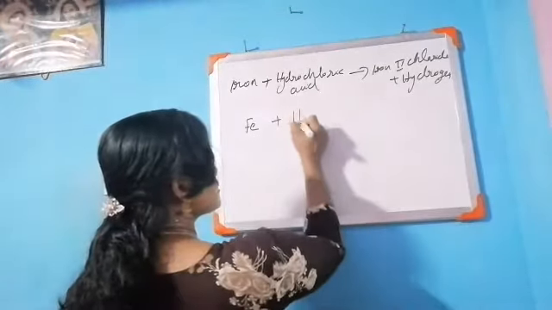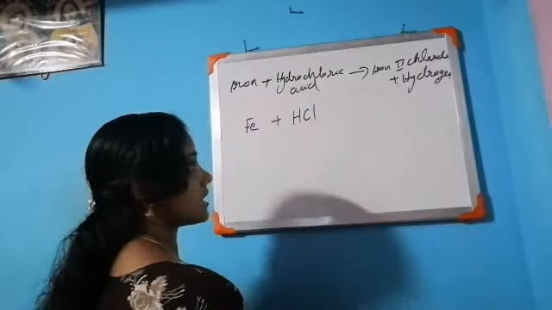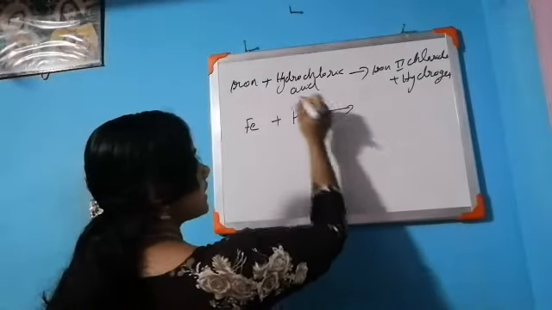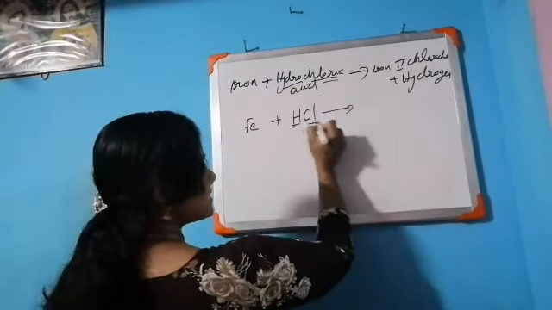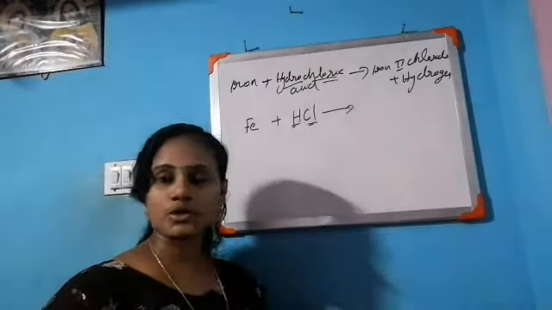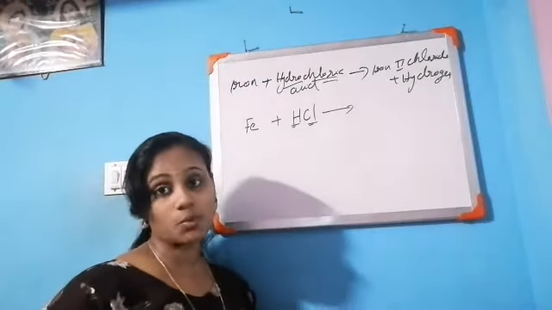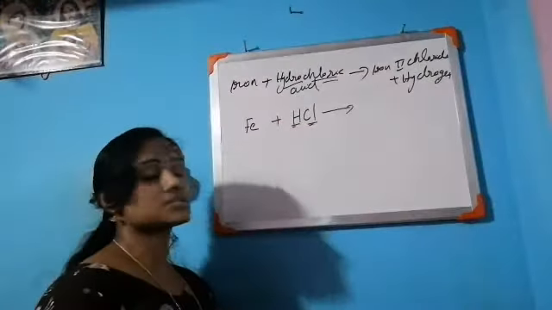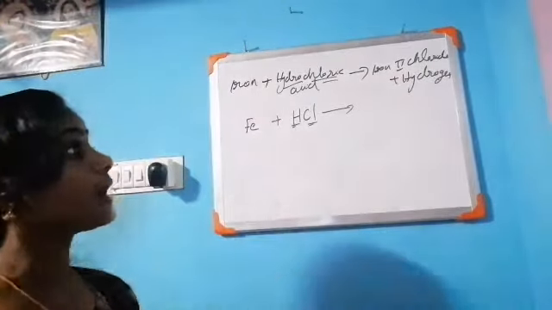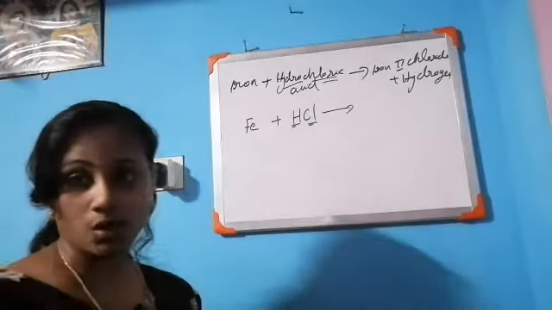Okay, hydrogen chloride, so HCl. Hydro, that is H, chloric, that is chlorine. Hydrogen and chlorine valency both are same, that is 1. So we can cancel each other. So you will get the hydrochloric acid formula HCl to form iron 2 chloride.